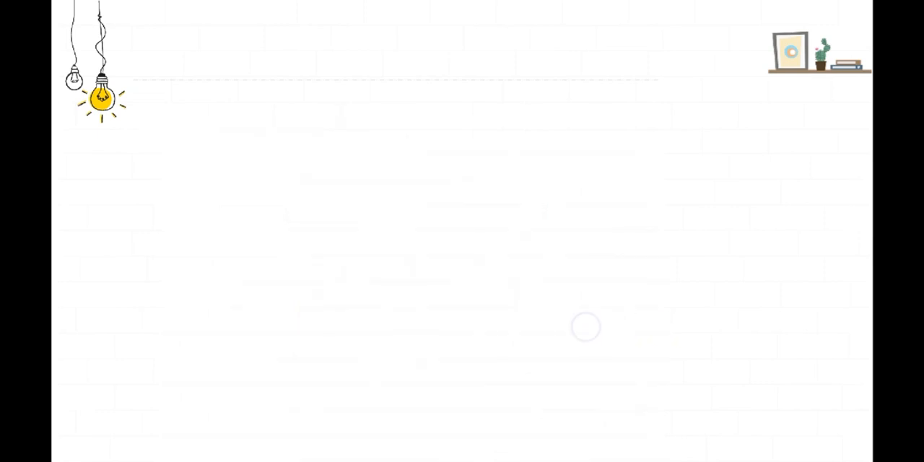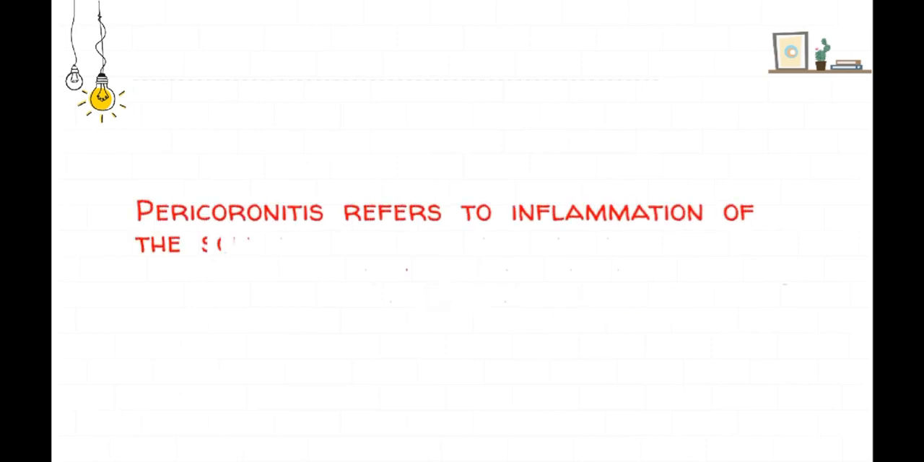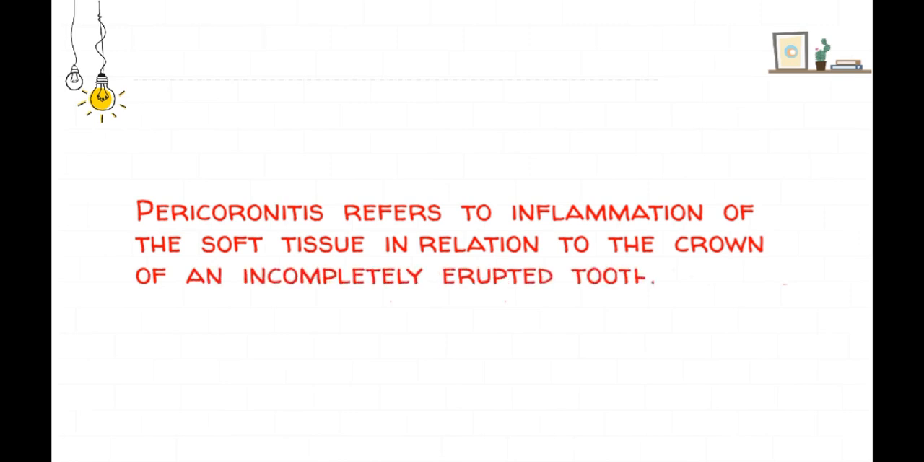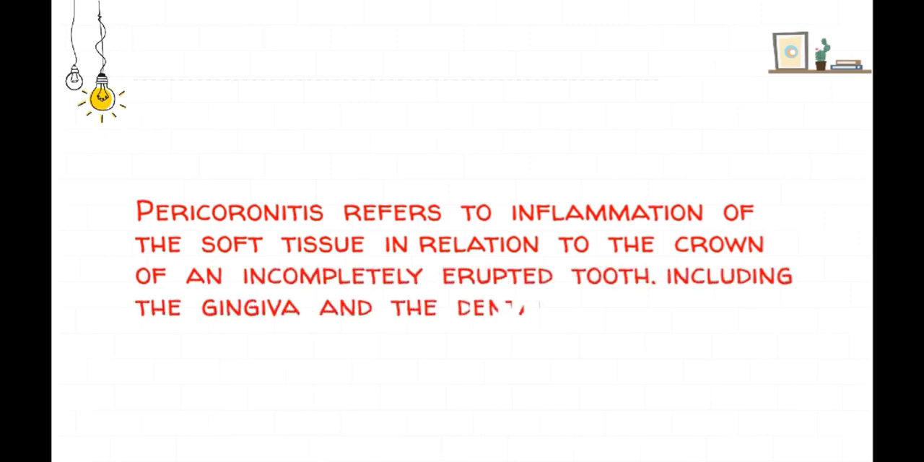So let's see what is the definition of pericoronitis. Pericoronitis refers to inflammation of the soft tissue in relation to the crown of an incompletely erupted tooth, including the gingiva and the dental follicle. So it's an inflammation around the incompletely erupted tooth.